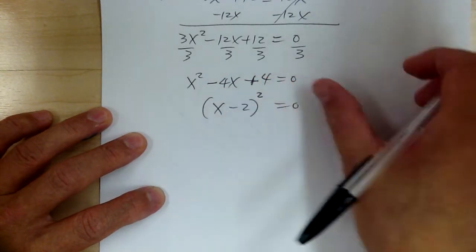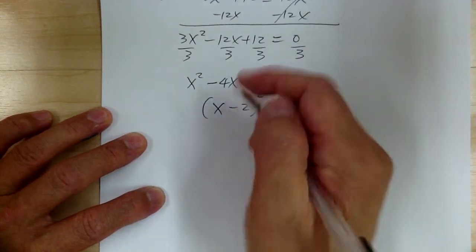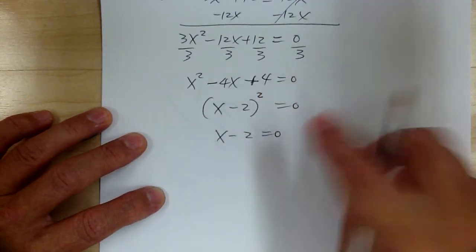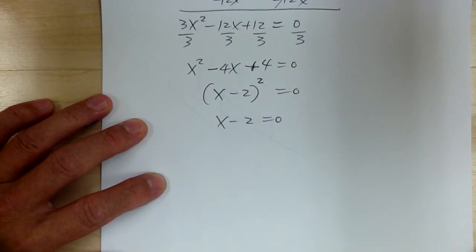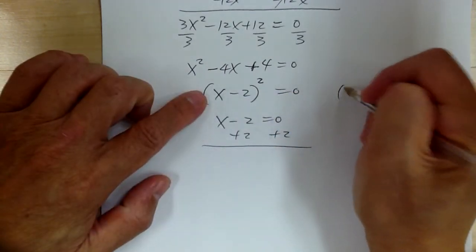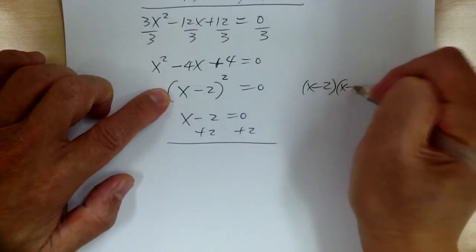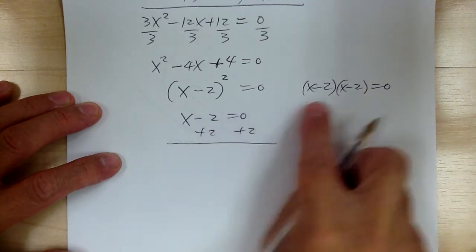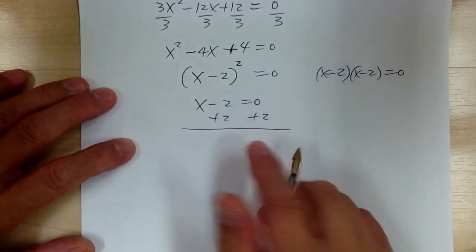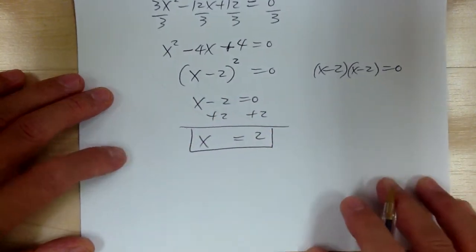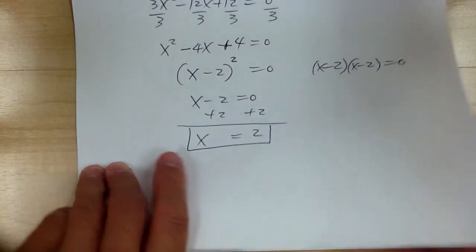So from here, when you set this equal to 0, you're going to get a double. So all you have to do is set x minus 2 equal to 0, because you're going to get 2 of the same thing, so all you have to do is do 1 of them. And then +2 on both sides. Because they're the same, you don't have to do it twice. So you're going to get x equal to 2, and that's it. So this one has only 1 answer. Okay, let's go to example 7.